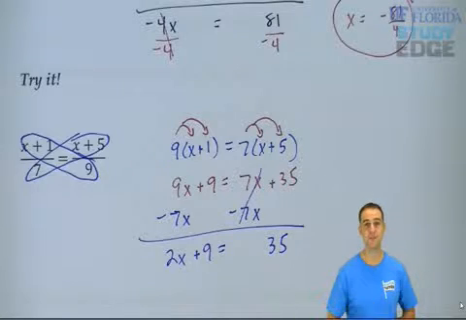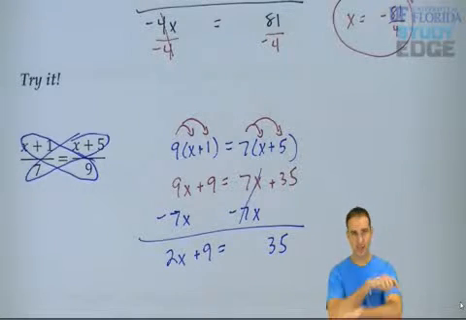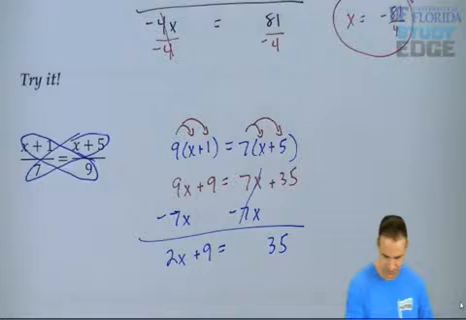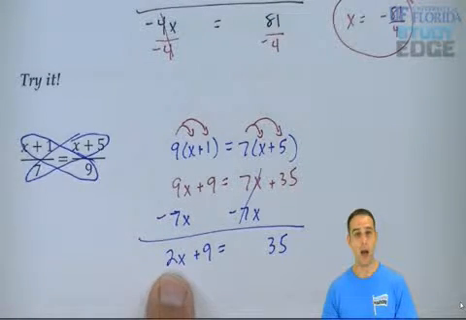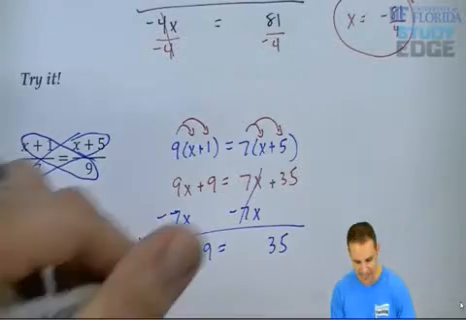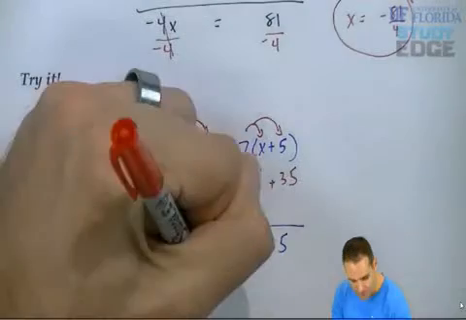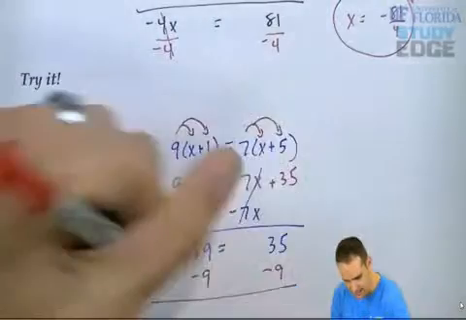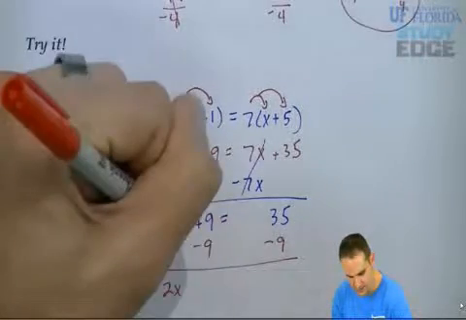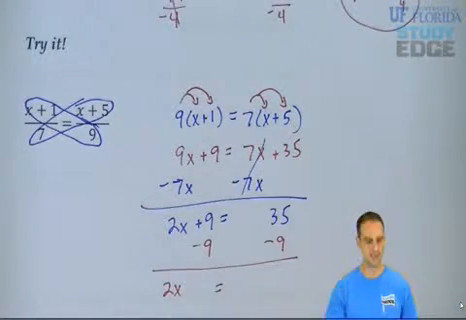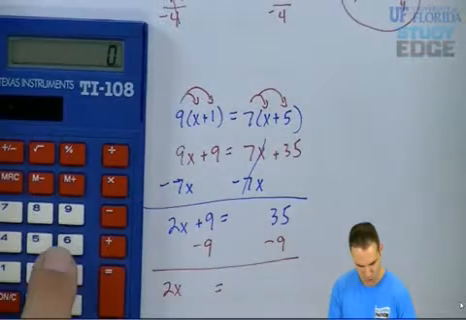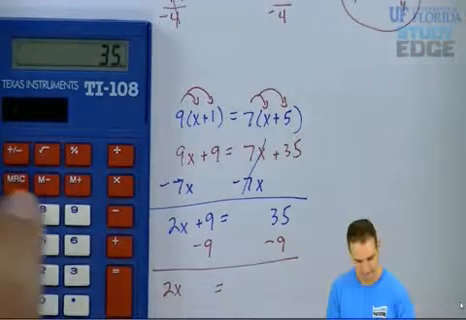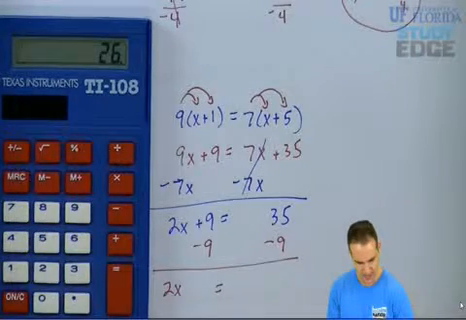Remember, if you have to, pause the video again. If you need to write this all down, pause it when you need to. I have my variables on the left side of the equation. I want to get my constants now on the right side. The inverse of adding 9 would be subtracting 9 from both sides. 2x, 9 minus 9 would be 0. That simplifies. 35 minus 9, 26.